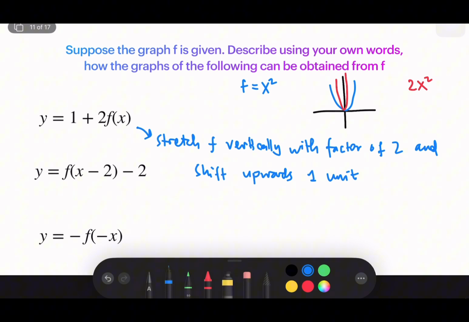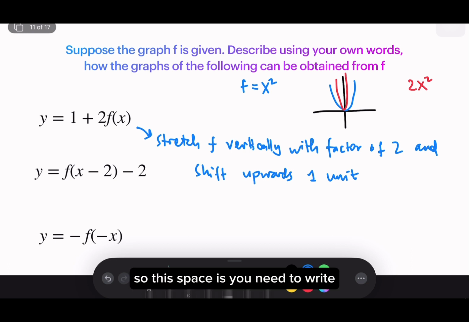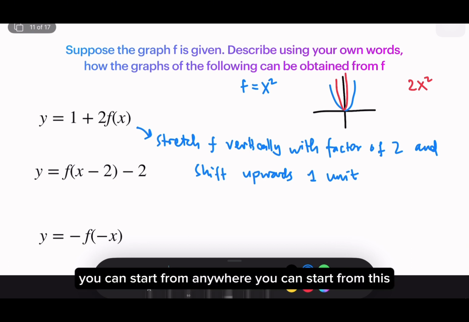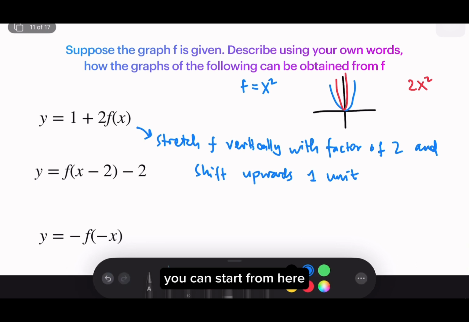You get it? So we have a random map, and if we take f and then apply this, we get this equation. What would be the transformation? You need to write it within some words. Okay, second one. You can start from anywhere. You can start from this, you can start from here.